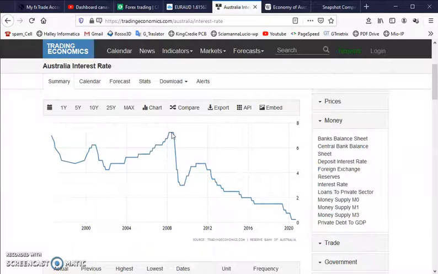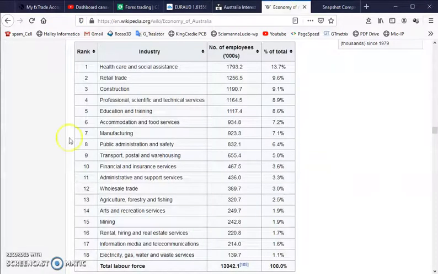In the crisis of 2008, the Australian government had to put in the market a big movement of the interest, and now there's no other option than to go down into negative interest.